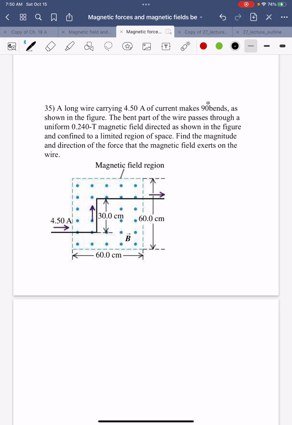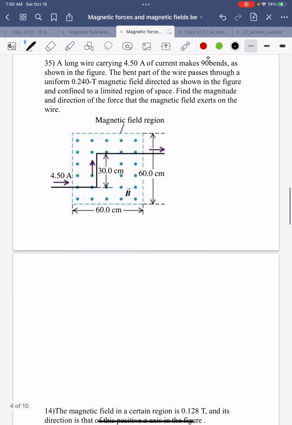The bent part of the wire passes through a uniform 0.240 Tesla magnetic field directed as shown in the figure. It is out of the page and confined to a limited region of space. Find the magnitude and direction of the force that the magnetic field exerts on the wire.